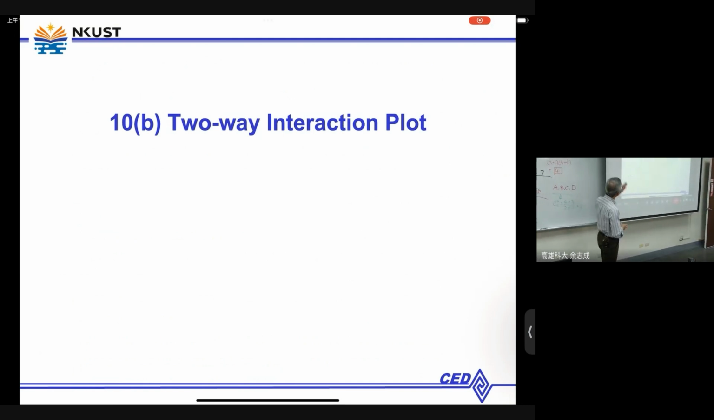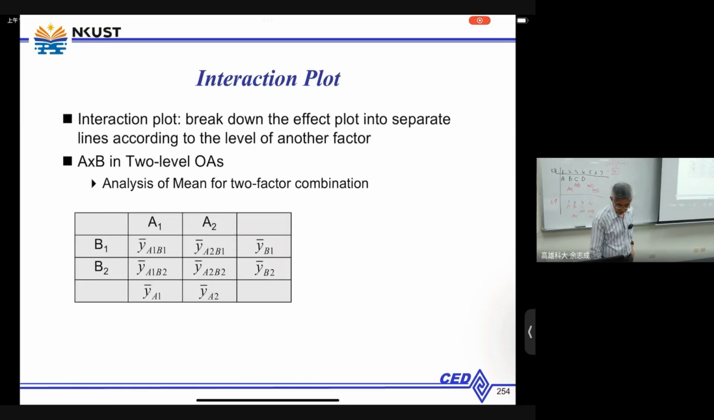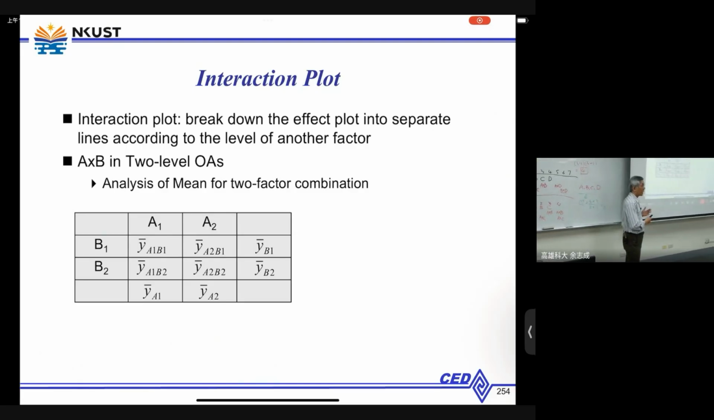Then we want to introduce how to use a two-way interaction plot to understand whether there is an interaction or not. Here we will use this example of 2 levels. If A and B are 2 levels, then we will have 4 combinations. So we can come up with this combination table, A1, A2, B1, B2, and find out the average of each combination. So we are using analysis of mean, but for this 2-factor combination. We want to understand what the average output is when A1, A2 are in different combinations.